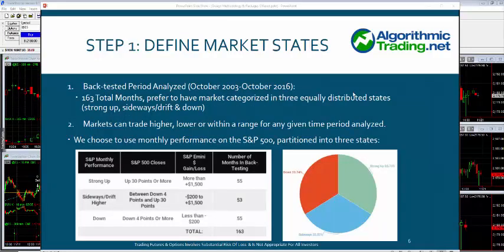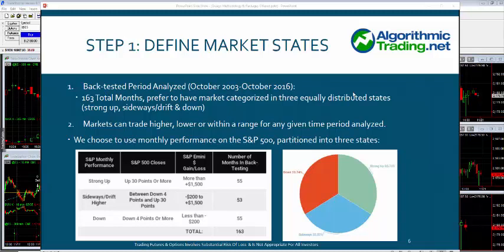Alright, so the first step in implementing our trading methodology, our design methodology, is to define market state. So we need some way of comparing each one of our strategies to how it does based on if the market's going up, down, or sideways. The way we did that is we took our back-tested period, which the one we did most recently was from October 2003 to October 2016, which has about 163 total months. And what we wanted to do was to categorize each month of the S&P into 3 equally distributed states, either strong up, sideways / drifting, or down.